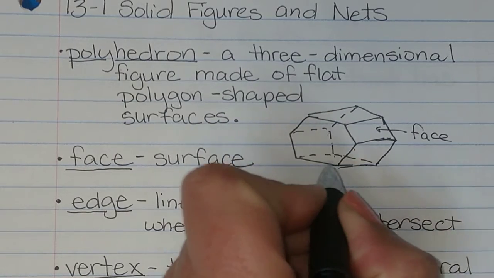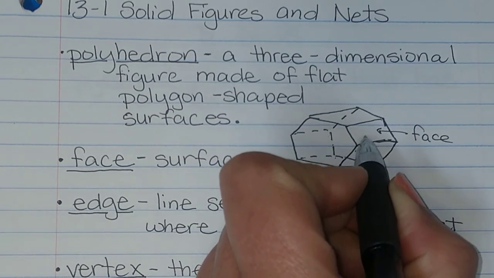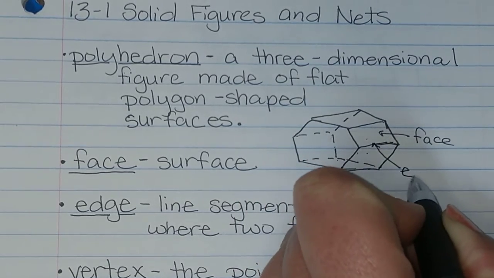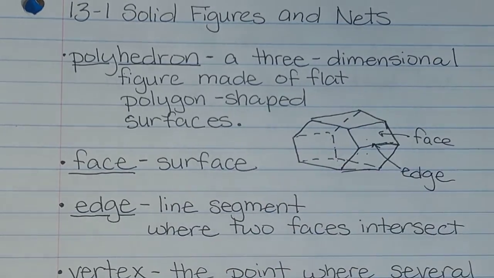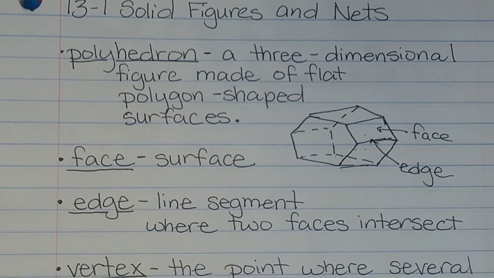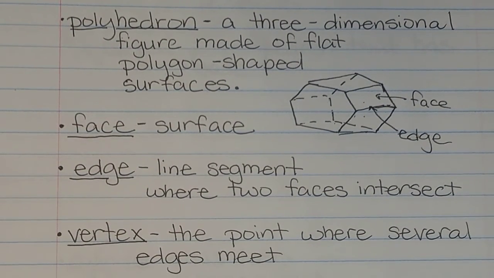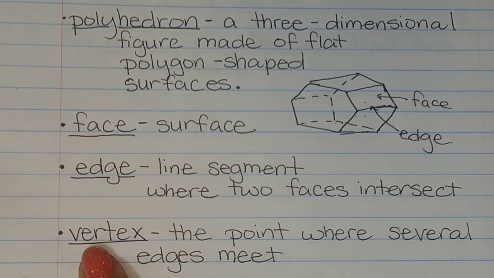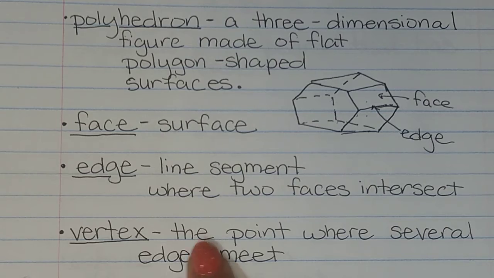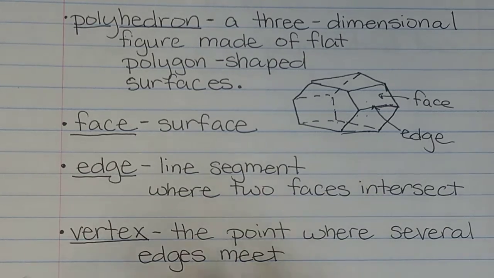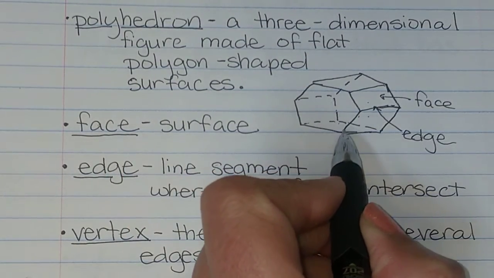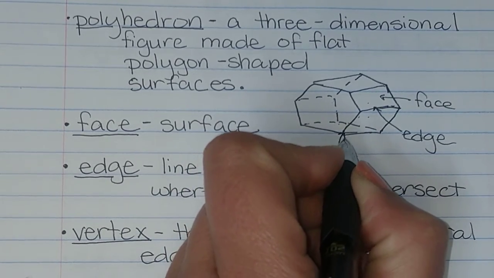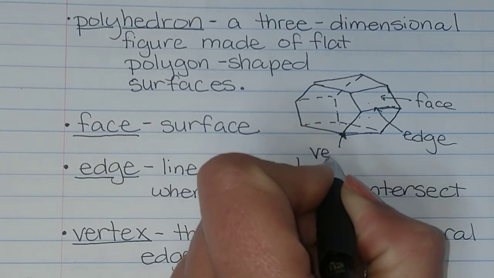For example, this face and this face meet right here to form the edge. And the last thing we need to know with this shape and with our solid figures is what a vertex is. And the vertex is the point where several edges meet. For example, I have an edge here, and an edge here, and an edge down below. Where they meet would be my vertex.